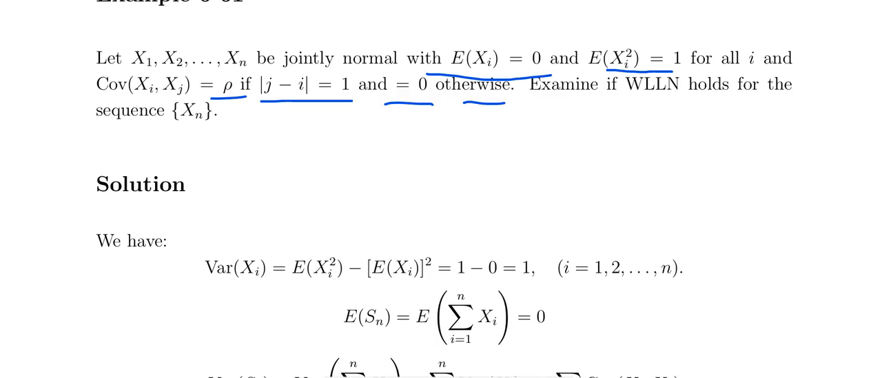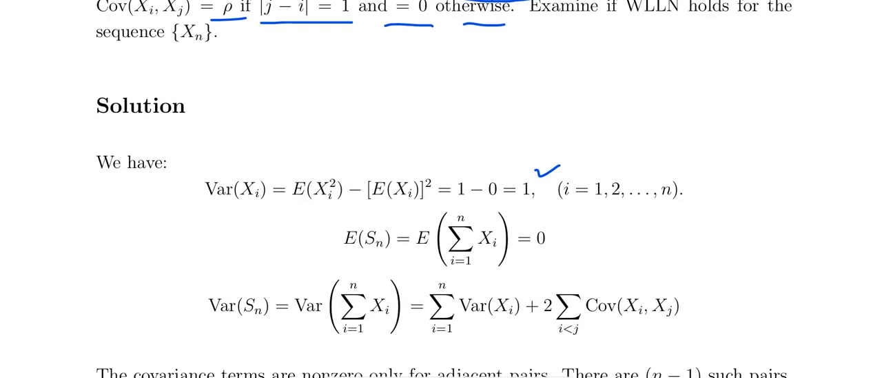So therefore a weak law of large numbers is true for the sequence of Xn. So variance of Xi is E of Xi square minus E of Xi whole square, that is 1 minus 0, that is 1. So E of Sn, E of summation Xi, we can operate inside, each and every one is 0, so that is equal to 0.